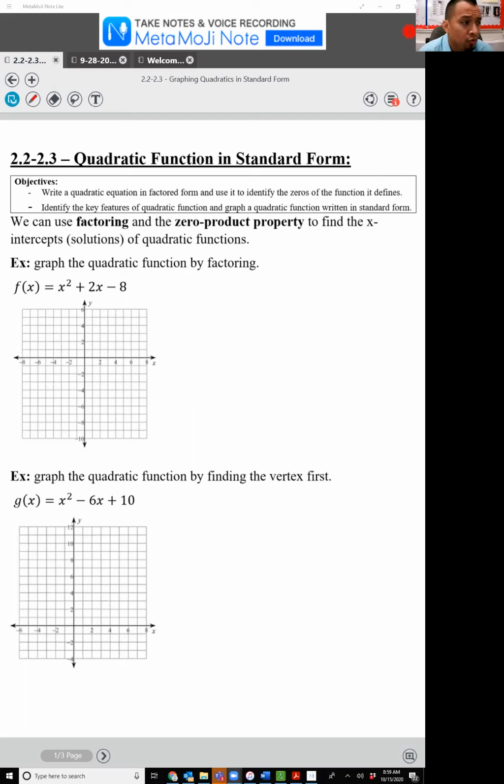I'm gonna quickly show you how to graph a quadratic function in standard form. There's gonna be two ways in which you can do this.